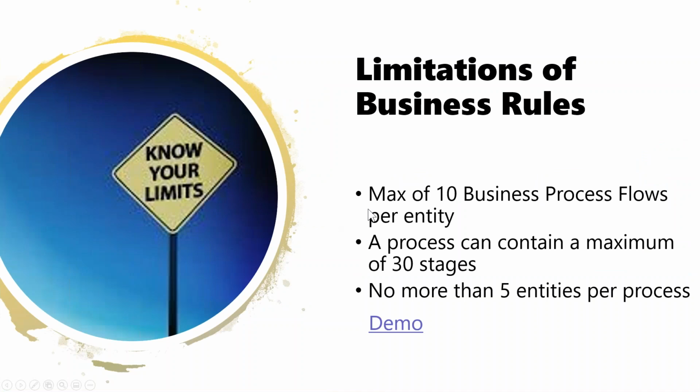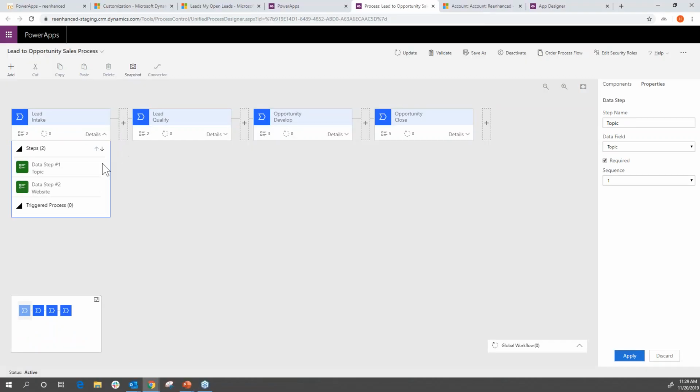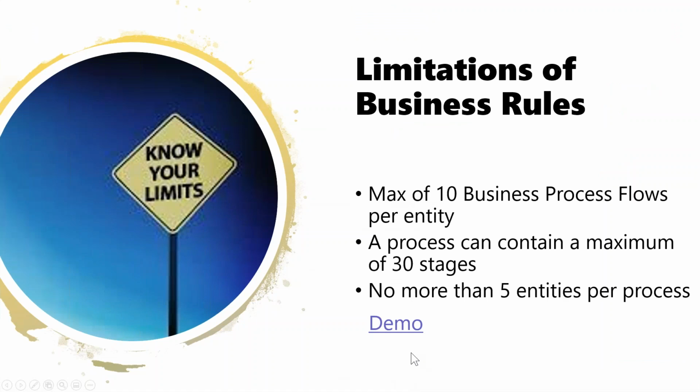So let's talk about limitations of business rules. Again, I like to point out the limitations. This slide is not a best practice. Please don't add this many business process flows, stages, or entities. Remember our tip number 4, simplify. We want to keep things simple for the users. But your limitations on business rules: you can't have any more than 10 business process flows running on one entity. A process cannot contain any more than 30 stages. So if I just come back to CRM for a quick moment, right here, that's what I mean. Don't put 30 on here, but you can put up to 30 here if you need to. And there are no more than 5 entities per process. So you can only link 5 entities.